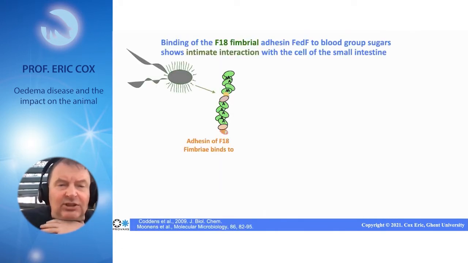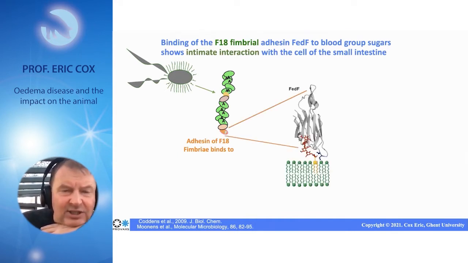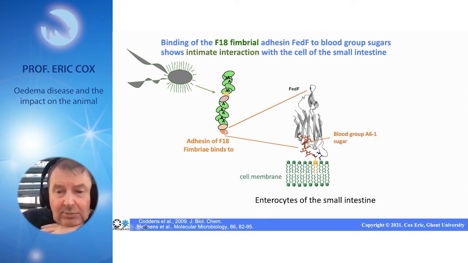So we looked in our lab in detail at the receptors that are recognized, and the receptor for the FedF fimbria, the adhesin of the E. coli, is a sugar that is located on the cell membrane. And the sugar is a blood group sugar, but it's not one blood group sugar. Different blood group sugars can interact with FedF. FedF has a groove, and this blood group sugar fits in that groove, and this is sufficient to allow the bacteria to bind to the mucosa.